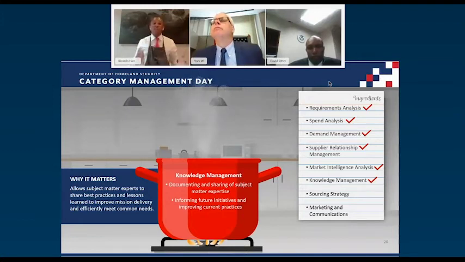But we also need to leverage the knowledge and expertise of our DHS and government-wide counterparts and subject matter experts so that we can either share or adopt best practices in an effort to improve mission delivery, and efficiently fulfill our common needs without having to reinvent the process or start from scratch all the time.